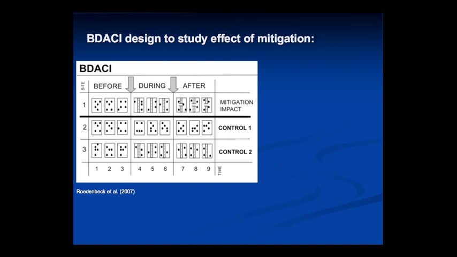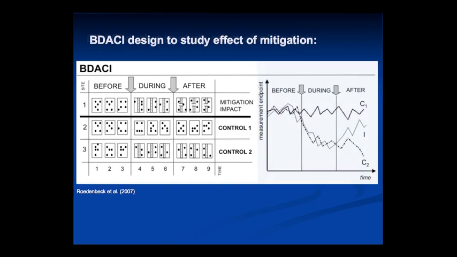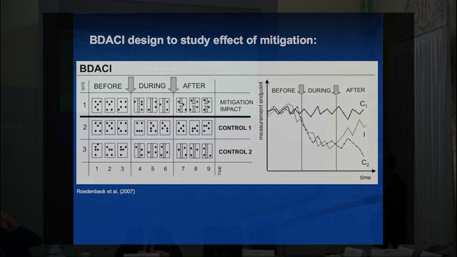So here you have a road in the landscape, and then you put crossing structures. So you actually have 3 phases, before, during, and after, and that would give you a BDACI design to study the effects of mitigation. And then you get 3 curves that you can compare, where you use one landscape without a road and without mitigation measures as one control site, to see if the impacted and mitigated site will do as well as the control site. And a second control is the unmitigated roads.